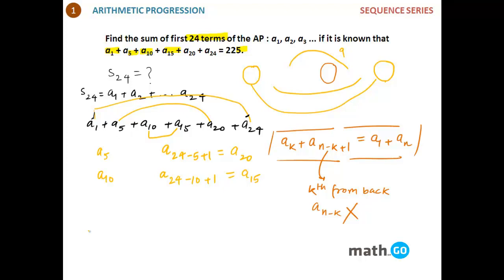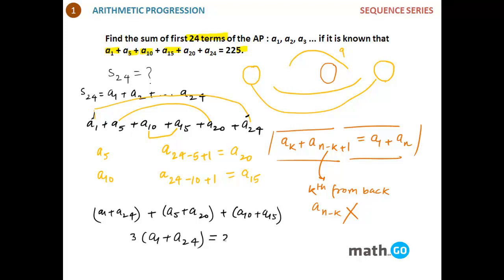So we have different pairs in this particular problem. The pairs are A1 plus A24, the first pair. The other is A5 plus A20, and then we have A10 plus A15, and all of them are equal to the first term plus the last term, A1 plus A24, and this is given to be 225. This reduces to A1 plus A24 being nothing but 75.